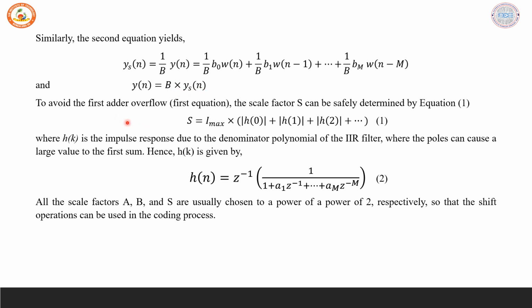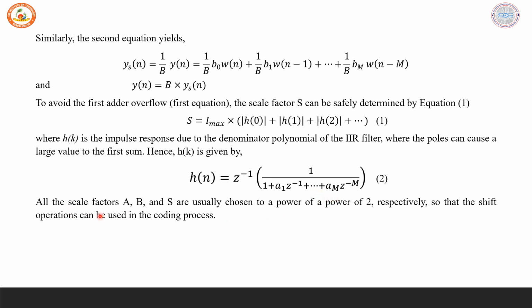Now, to prevent the first adder overflow, the scaling factor S can be determined using equation 1, which is repeated here for your convenience, where h of k is the impulse response due to the denominator polynomial of the IIR filter, where the poles can cause a large value to the first sum. Therefore, the equation for h of n is given as h of n is equal to z inverse of 1 by 1 plus a1 z inverse plus and so on till the last term.